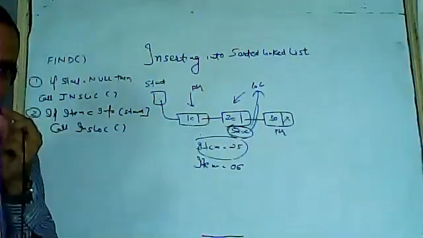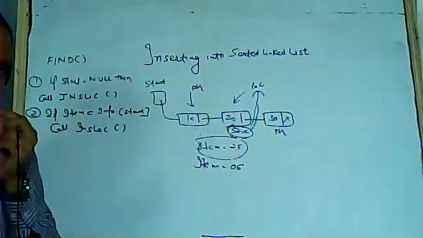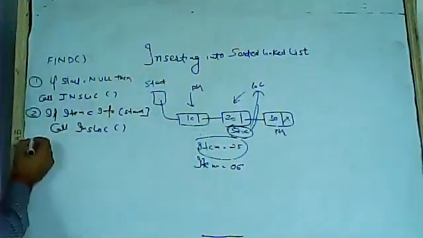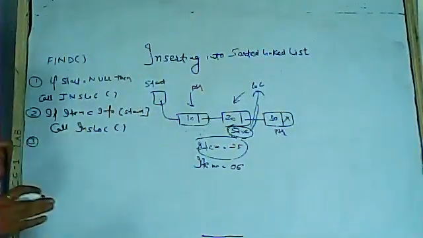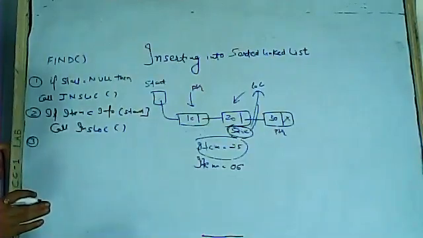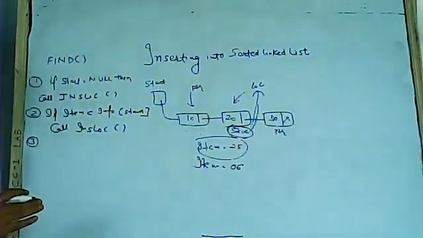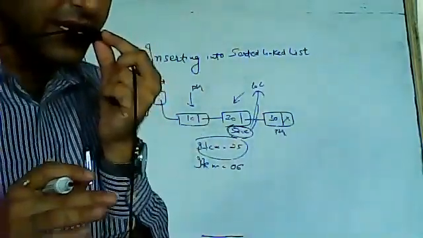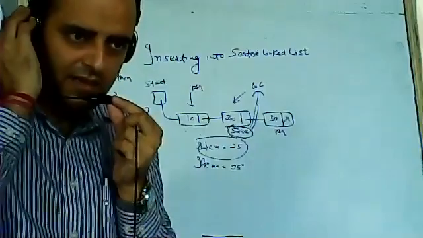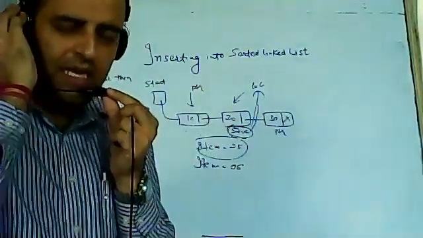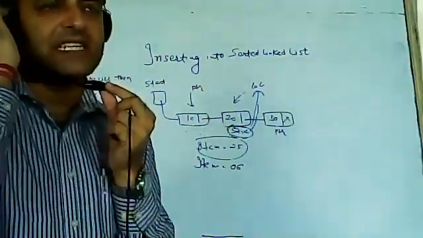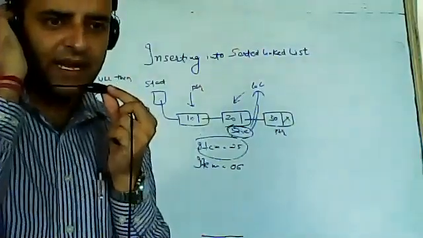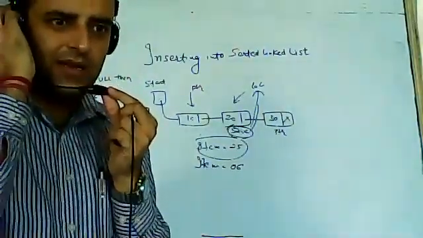Should we move to the third step? Any doubts? Any questions? A student asks: sir, the three algorithms we did last time, insertion at the beginning, insertion at the location, and insertion at the end, will we write those in this one too?